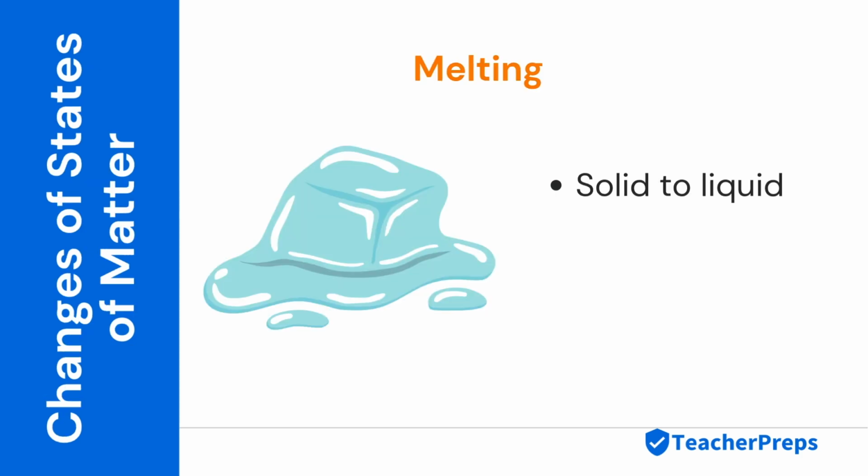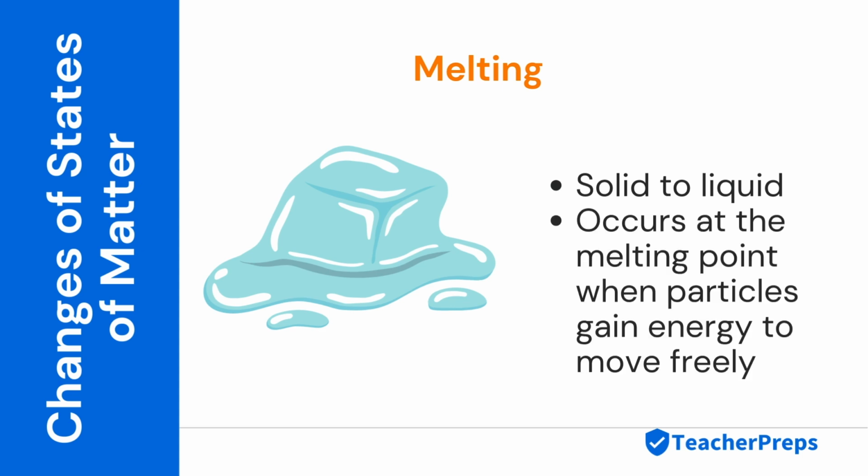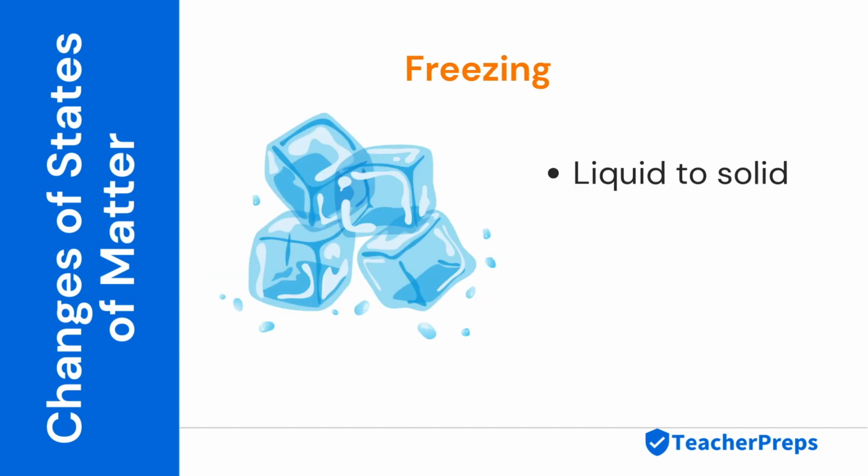Great. Now let's move forward to the changes of state, starting with melting. This is like the ice cube changing from a solid to a liquid. This occurs at the melting point when particles gain energy to move freely. Next, we have freezing, which is the change from a liquid to a solid. This is like when you put water into the ice tray, place the tray into the freezer and check it a few hours later, and the water or liquid has changed to a solid, which is now ice.